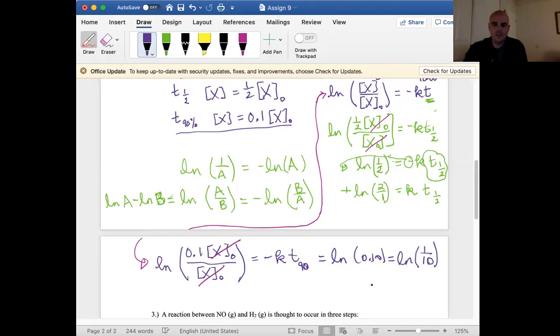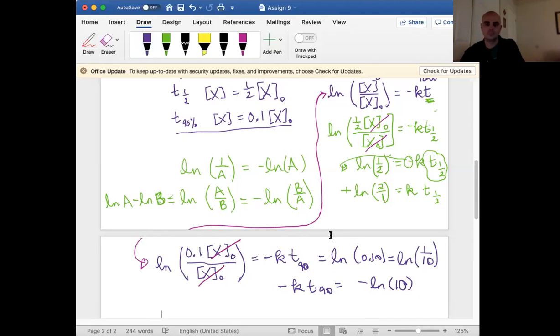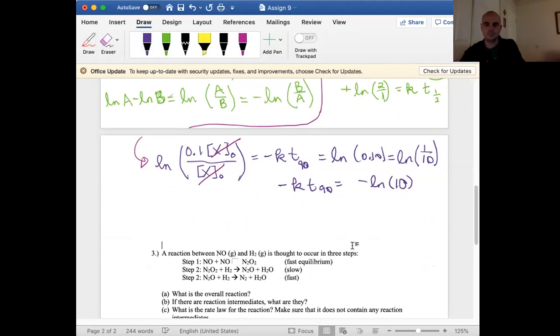So now I can do the same thing I just did. I'll invert it with a negative sign: natural log of 1/10 is minus natural log of 10, which equals minus k T90. And now when I solve for T90, those negative signs just cancel out, and I have natural log of 10 over k.